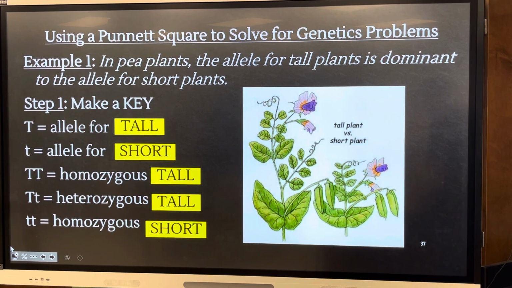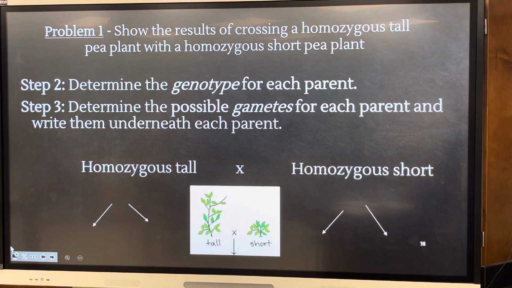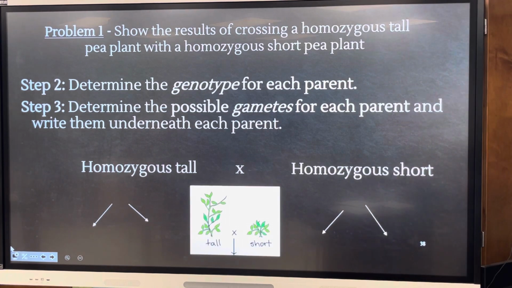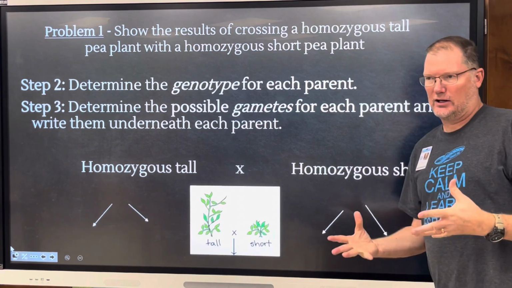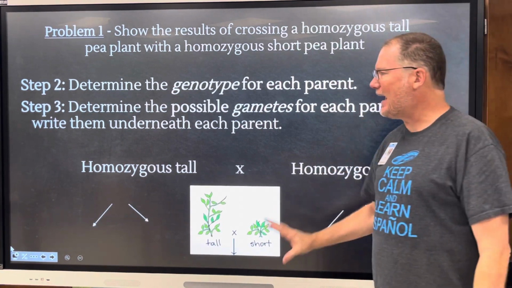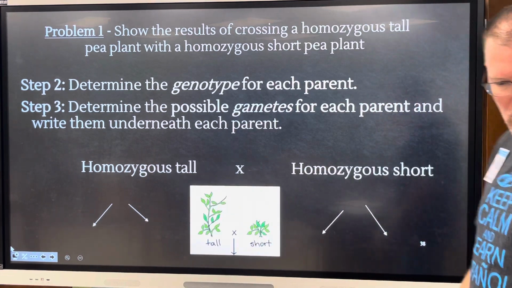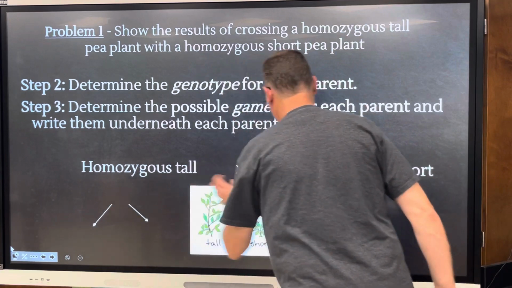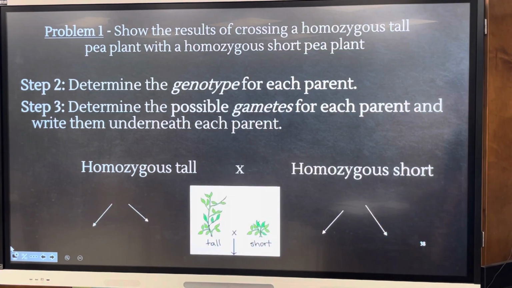So now let's go over the problem. Show the results of crossing a homozygous tall pea plant with a homozygous short pea plant. We've done this already. I'm just breaking it down for you, okay? So in your notes, you're going to draw what comes up here and here, or label what comes up there and there.